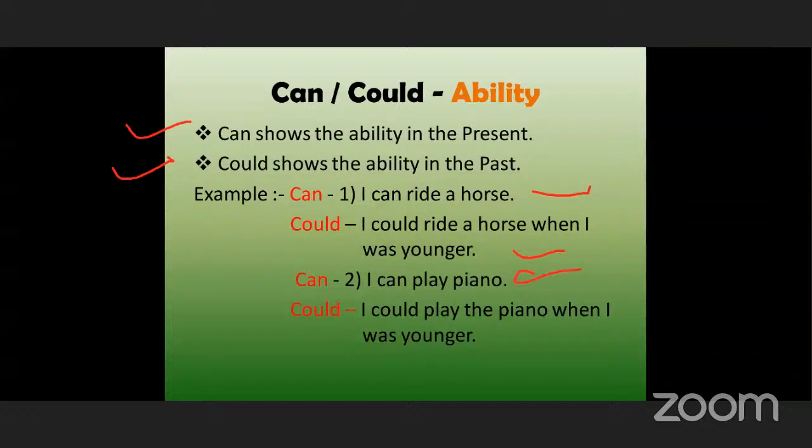Second example we will see. Again, can shows the present ability. I can play the piano. At present, I can play the piano. But could shows the past ability: I could play the piano when I was younger. Now I have become old, I cannot play now. So when I was young, I could play the piano. This is the first modal auxiliary pair we have seen, can and could, which talks about a skill or ability.